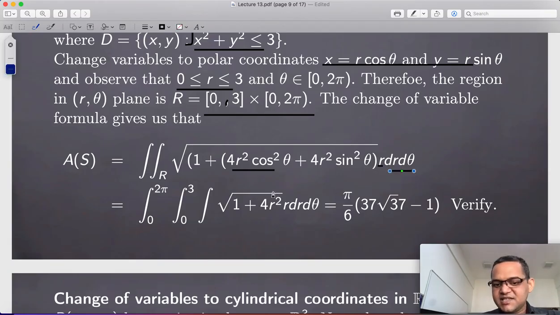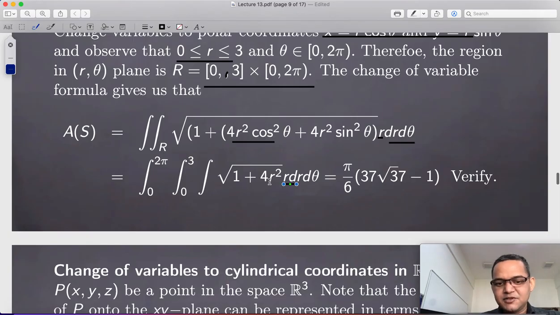Now you see, this is such a simple integral. You have something 1 plus 4r square inside a square root, but there is an extra r here. So do a change of variable for the single integral with respect to r, and there is nothing in terms of theta here. This is just the integral of a constant function with respect to theta. So compute this, and then verify that this is the answer.